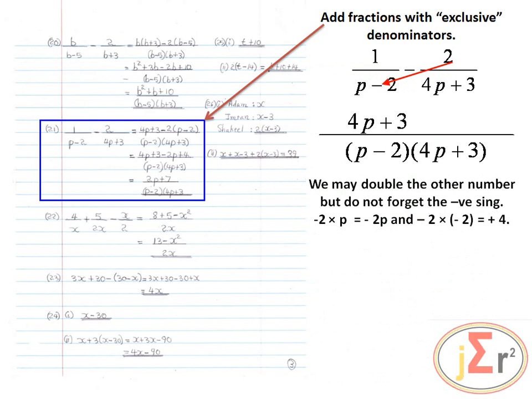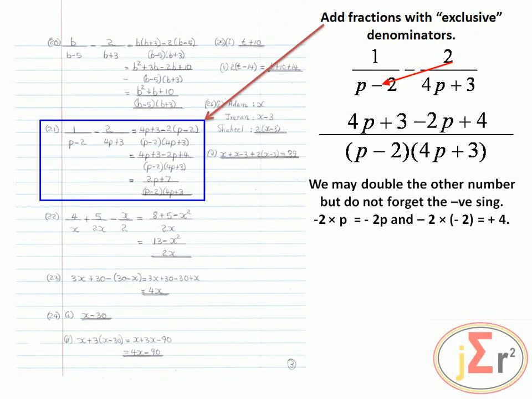Negative 2 times p is equal to negative 2p. Do not forget this sign here. But all we are doing is multiplying this by 2. 2 times p is 2p. 2 times 2 is 4. But we are maintaining the signs. So this negative 2 times p is negative 2p, and negative 2 times negative 2 is a positive 4. And that's all there is to it.